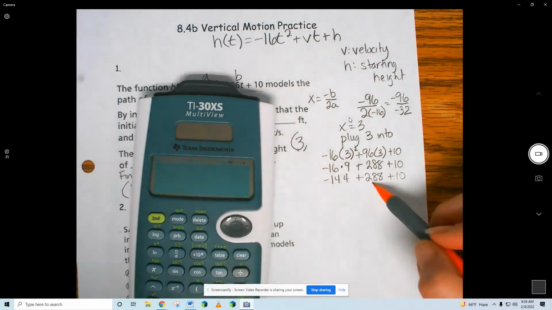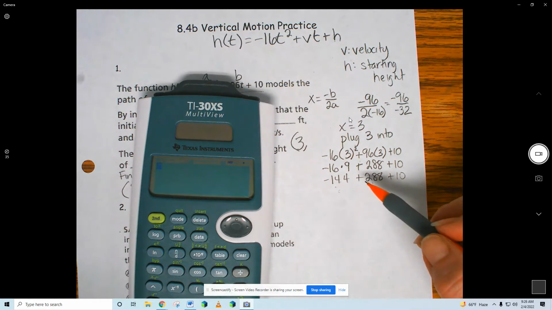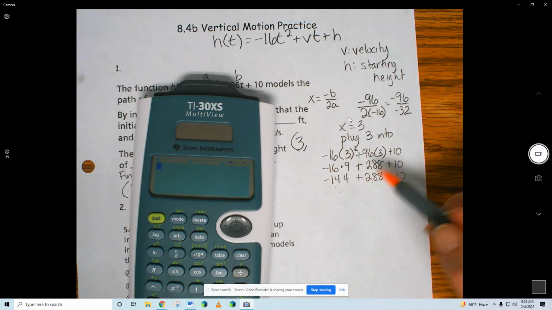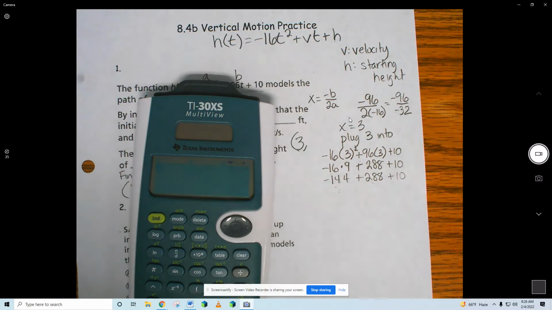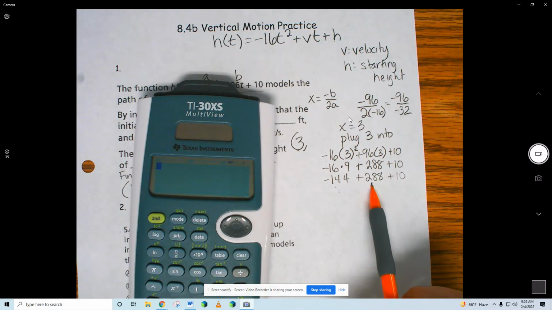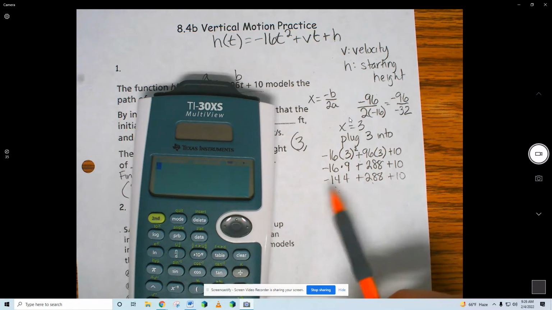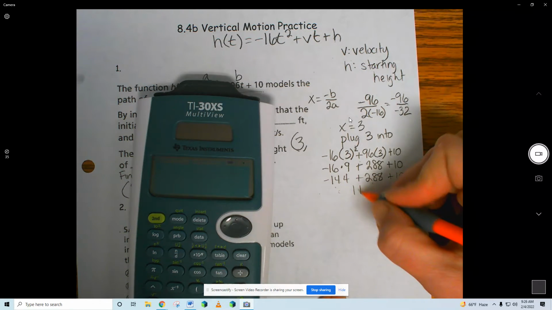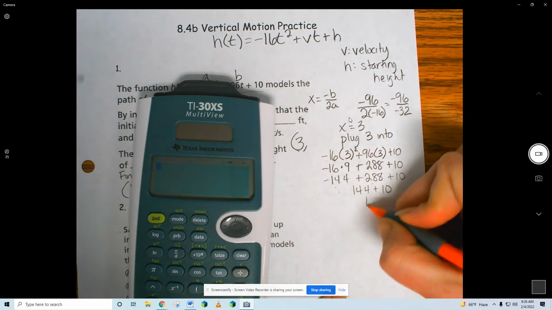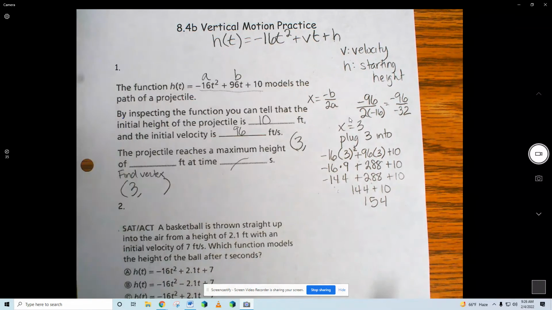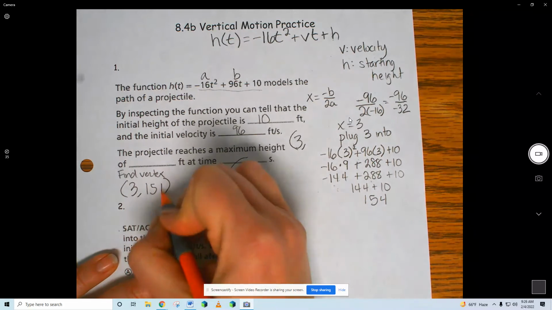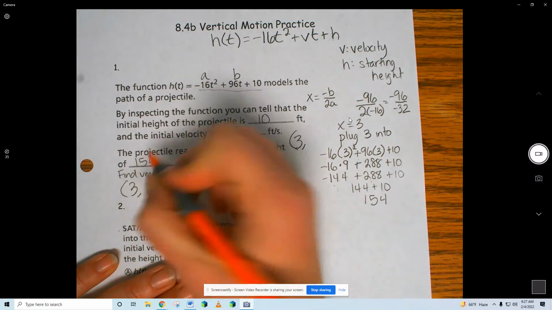You know that this is negative positive. I'm not combining them. I'm going to find the difference between them. I'm going to subtract them. What's negative 144 plus 288? It is 144. What's the sign of it? Positive. The bigger number is positive. So it's kind of like 288 minus 144. 144 plus 10. 154. 154 feet.